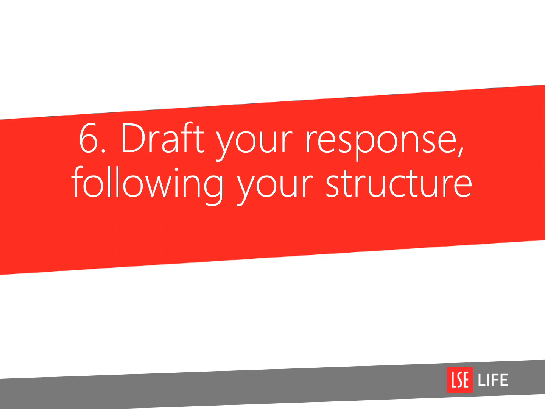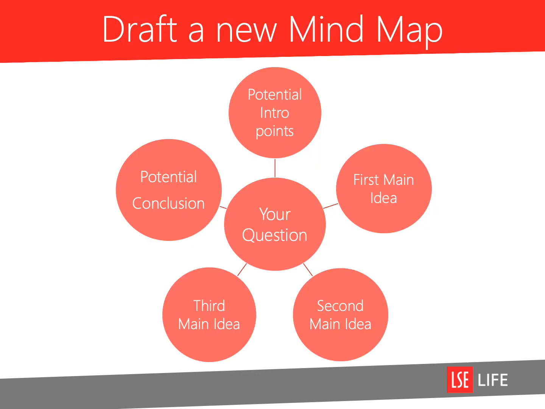Step 6 is to now begin writing that first draft of your answer following a structure. Firstly, you could start by drafting a new mind map. Based on the initial thinking you've done, the research you've conducted, and how many words you have to play with when writing up, what's your potential intro, conclusion, and main ideas? If you have 5, 6, 7 main ideas, do you really have enough words to cover all of these? Or do you need to combine some of these ideas, change them, cut them to make them work with the word count?